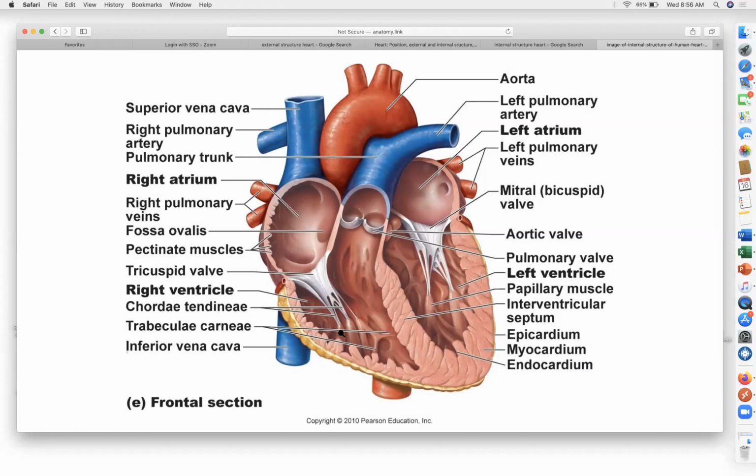If you look at here, the artist purposefully drew 3 papillary muscles, 1, 2, 3. And if you look at the word papillary, doesn't it look like fingers sticking up? Especially this part. And that's what a papillary muscle is: these little fingers connected to the chordae tendineae, connected to the tricuspid valve.